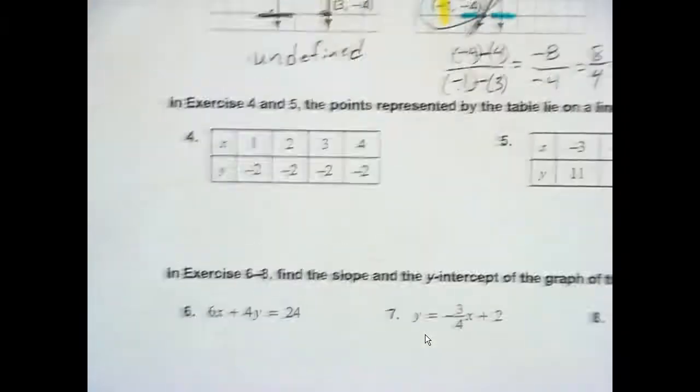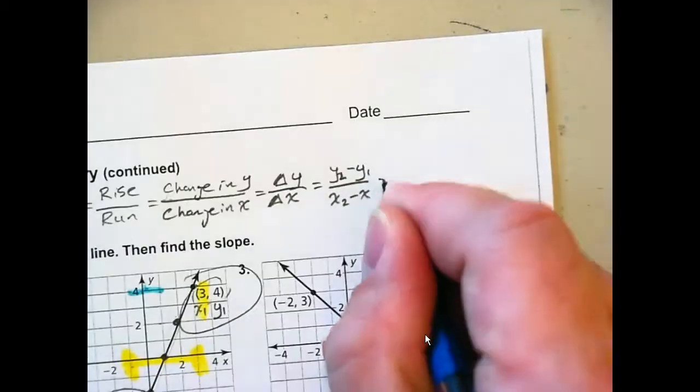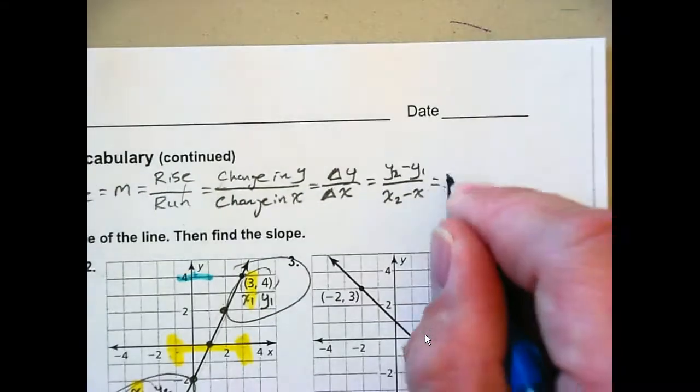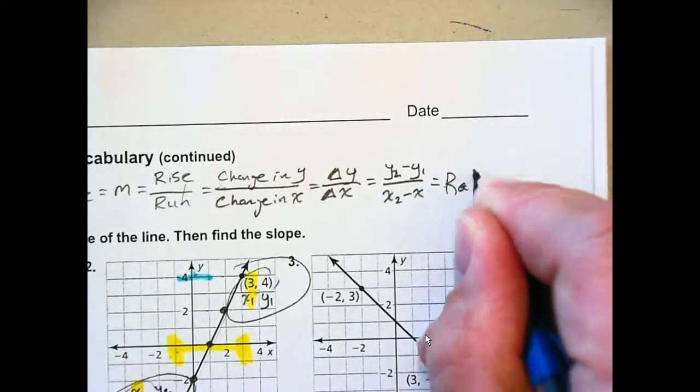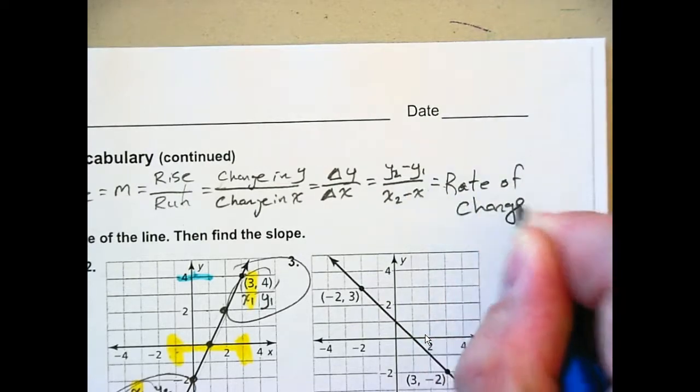Number 4. All right, another name for slope is called? Rise and run. We already have it. Coefficient. No. Yes. Change in y, change in x. Rate of change. So let's figure it out. I want you to find the rate of change in that table.